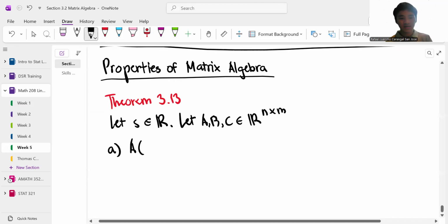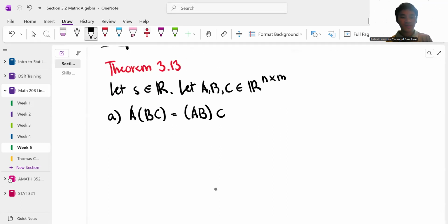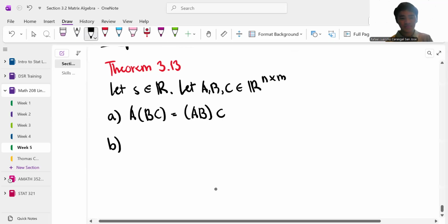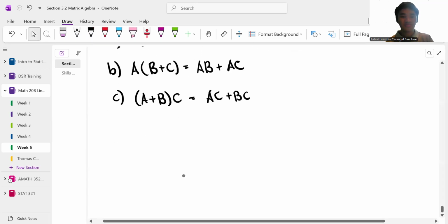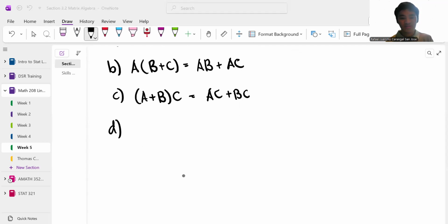For instance, let's say A multiplied by BC is actually the same as AB multiplied by C. Okay, those two are the same. Another property is A times the sum of two matrices B plus C is the same as multiplying the matrix A first to both B and C and then adding. So that's the distributive property. Then we also have A plus B multiplied by C, same thing as AC plus BC. So another idea of the distributive property.